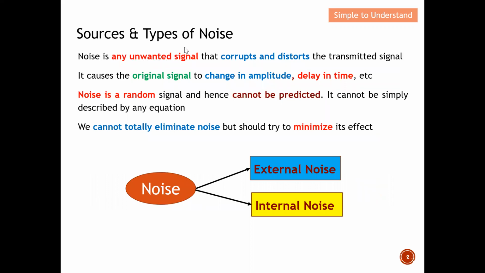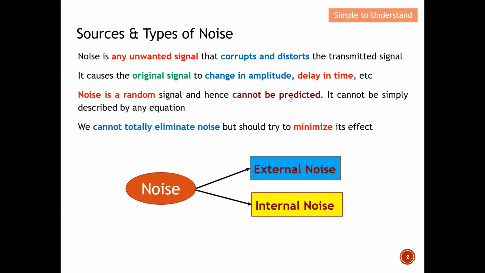Let's define what noise is. Noise is any unwanted signal. Noise, in fact, is an undesired effect that either corrupts or distorts the transmitted signal. Noise causes the original signal to change in terms of amplitude, or there is also some form of delay in terms of time. And there are also many other possible effects that noise can have on the original signal. Noise is a random signal and hence cannot be predicted.